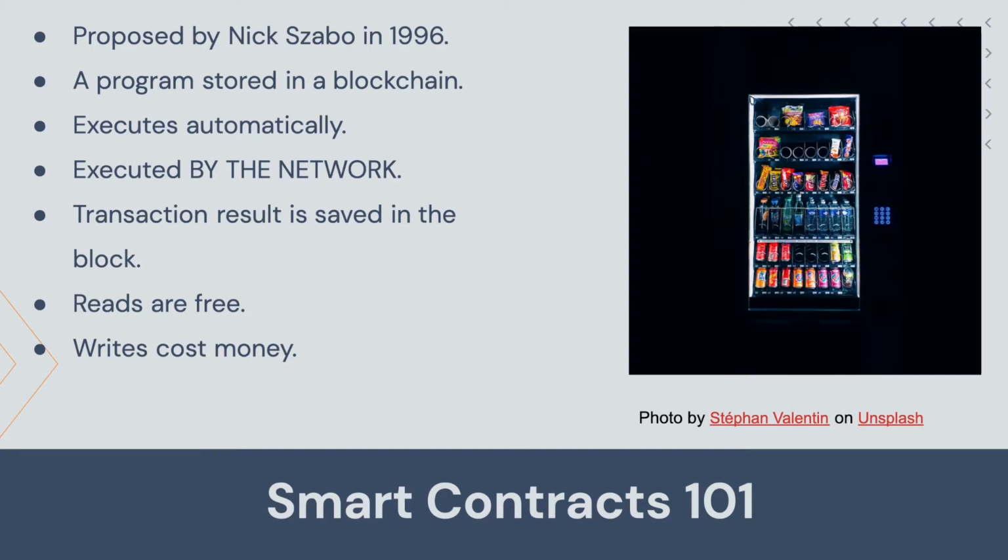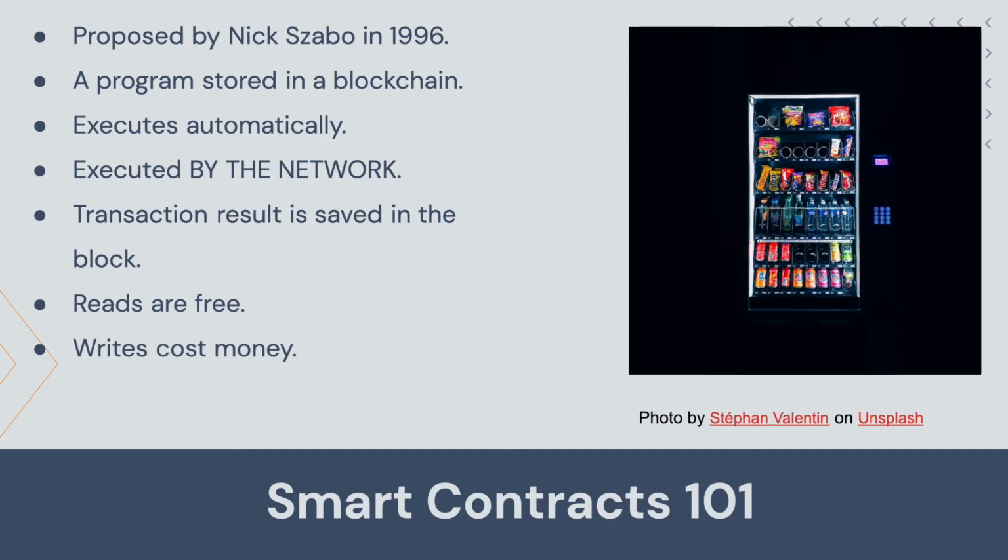A smart contract, in summary, is a small piece of program that's stored in the blockchain itself, and it executes automatically. And it's executed by the network, not by the one who calls it, by the network. The transaction result is saved on the block, and it also includes some sort of database, some sort of persistent state. That persistent state, the reads are free because every node has all the data in it, but the writes cost money. For the writes, you have to put a little crypto money for it to work, which is called the gas.